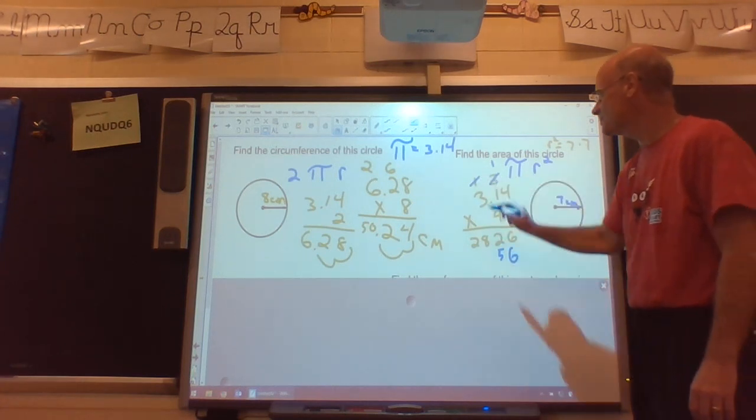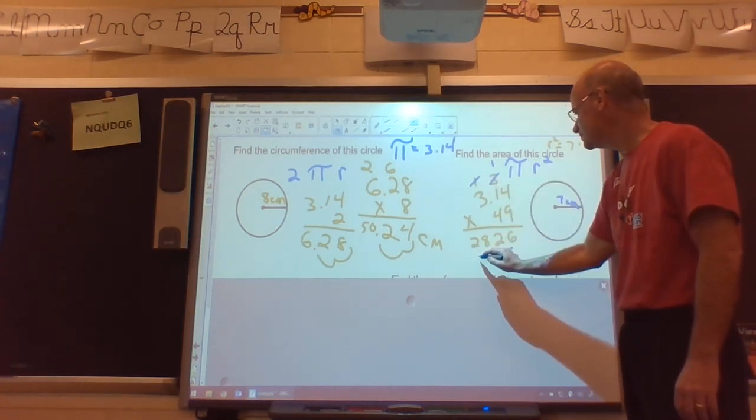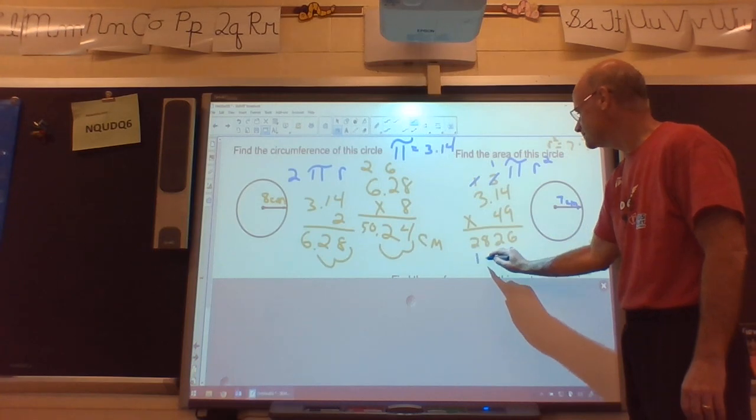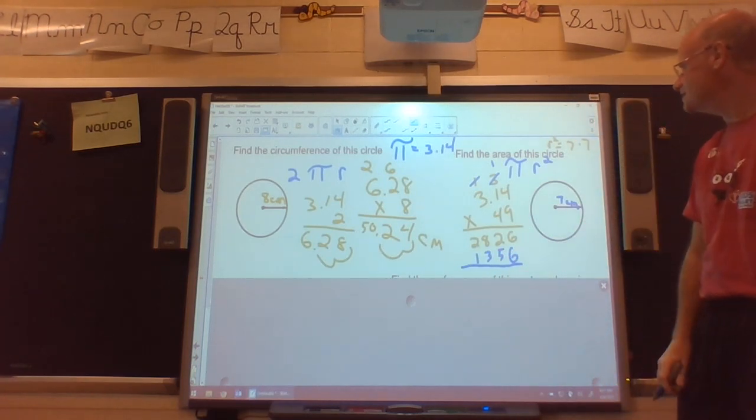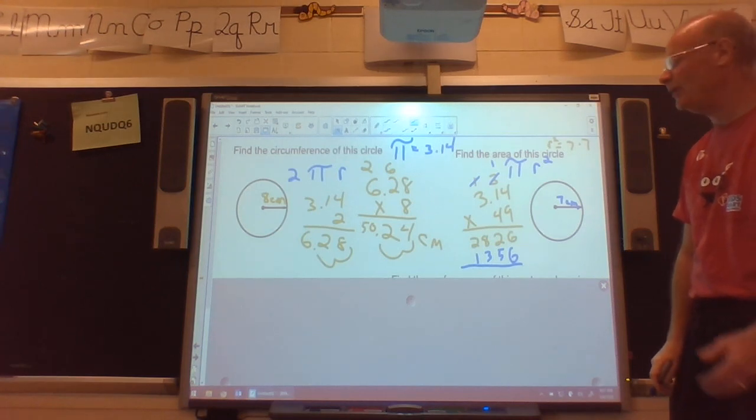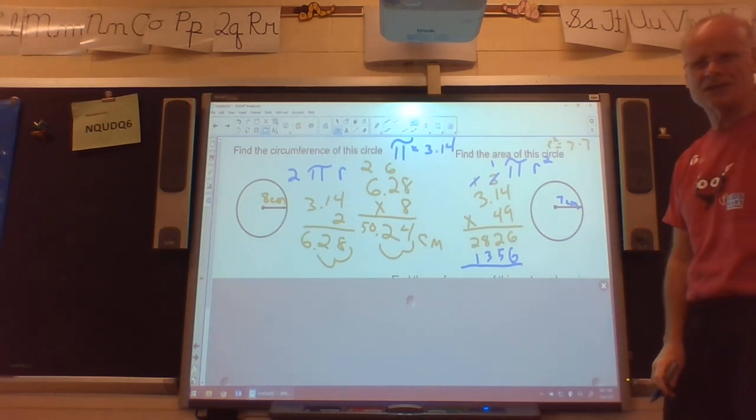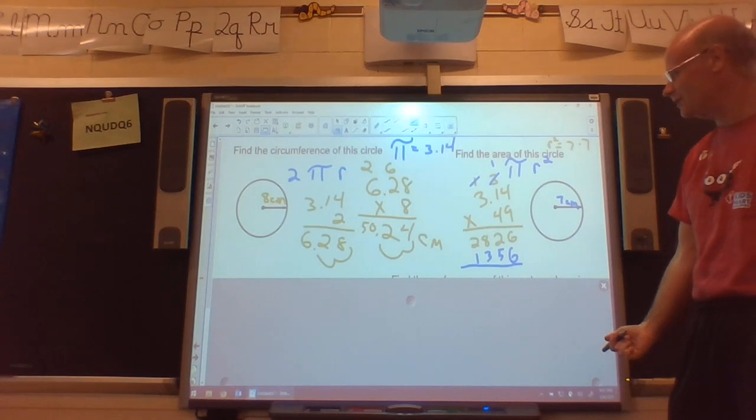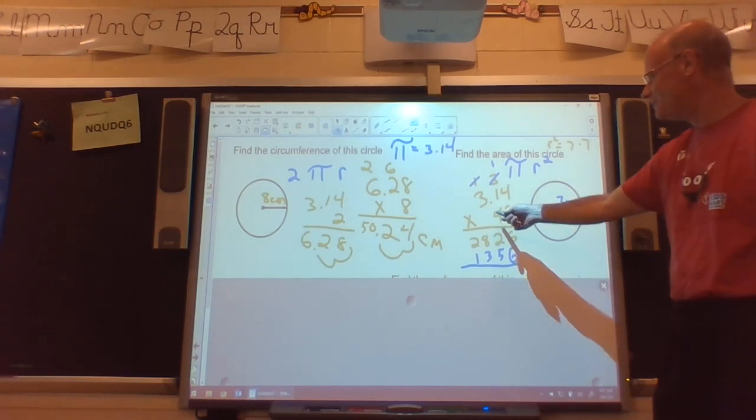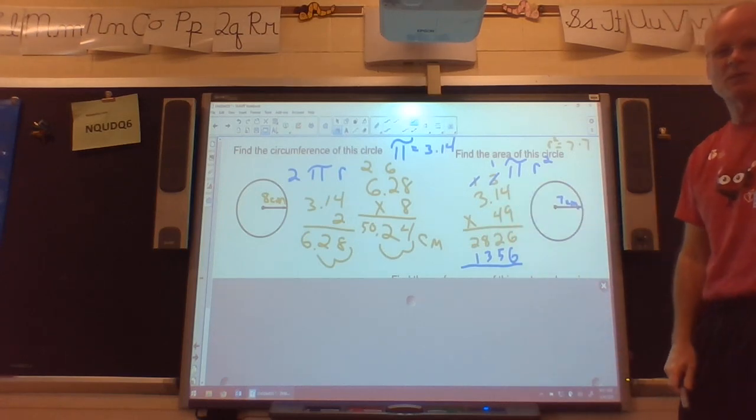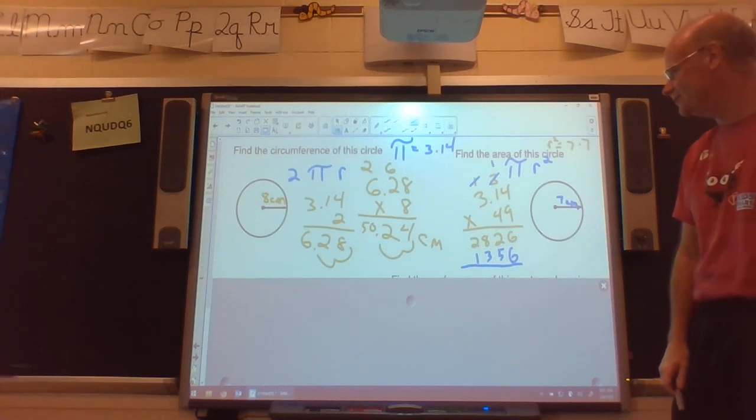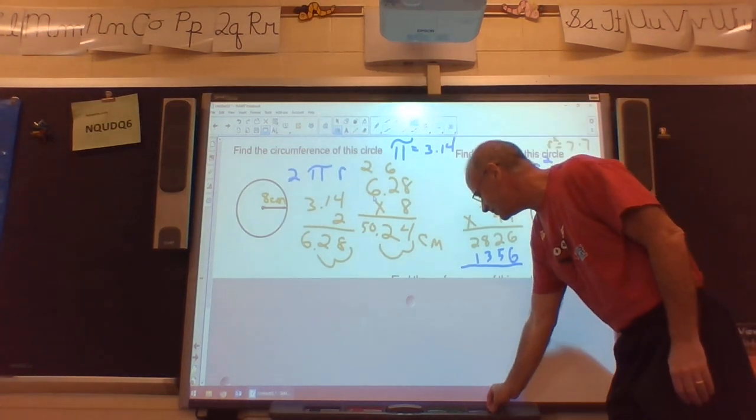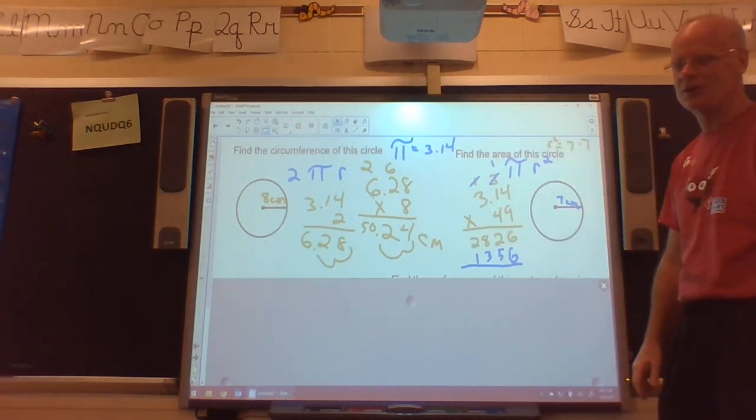4 times 3 is 12, plus 1 more is 13. When I add these together, oh no, you guys might have noticed, I forgot Waldo. I multiplied by a 4 and didn't put my place value down. I was seeing if you guys realize that. So what I have to do is go back and do this part over again.